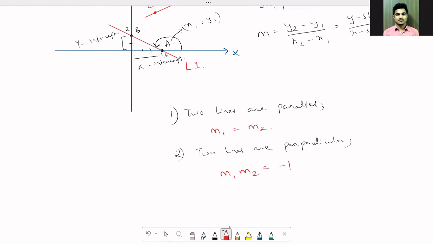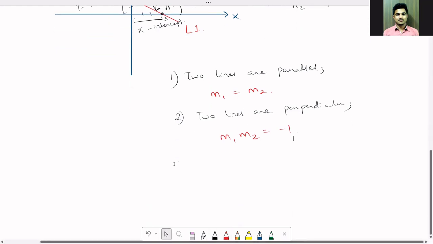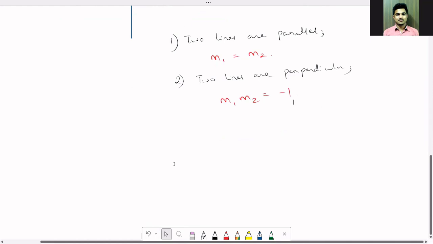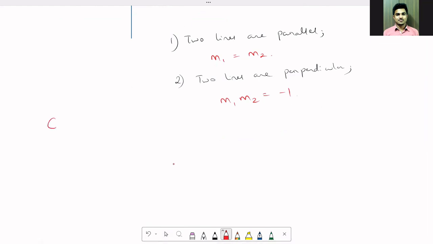So if you multiply the gradients of these two lines and you get the product as -1, then we can confirm that indeed these two lines are perpendicular to each other. That is, they are making an angle of 90 degrees between them. Okay. Let's talk about how to make the equation of a straight line.